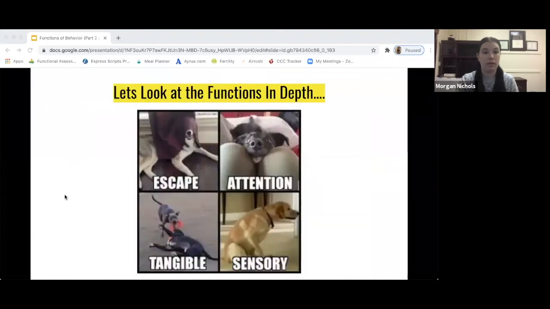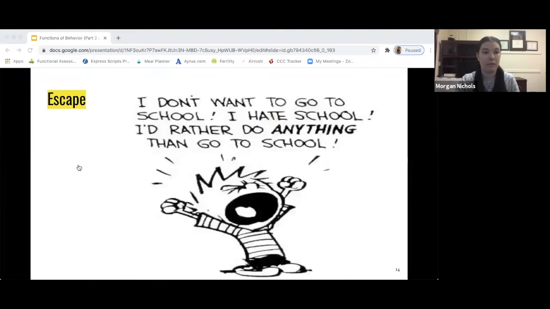All right, so let's take a look at the four functions a little bit more in depth so that we really understand them. And once we understand them, then I can tell you based on the function how to deal with them, right? So when the function is escape, we refer to escape behaviors, as the name suggests, as any behavior that primarily happens to avoid, delay, or end something unpleasant.